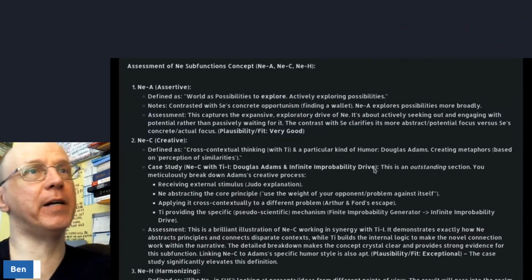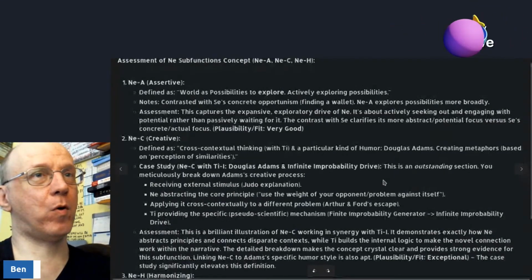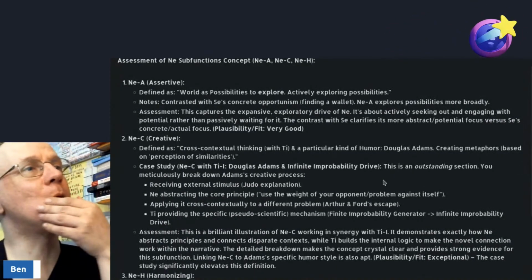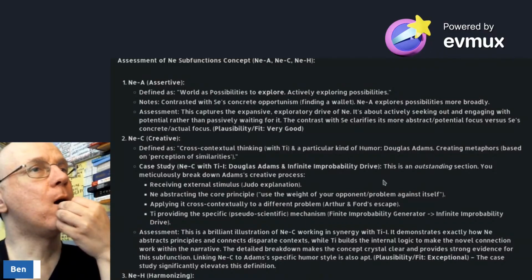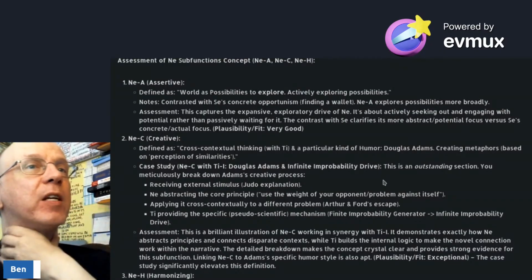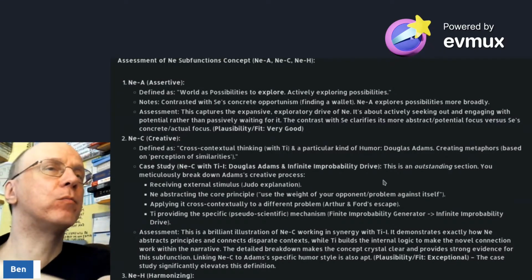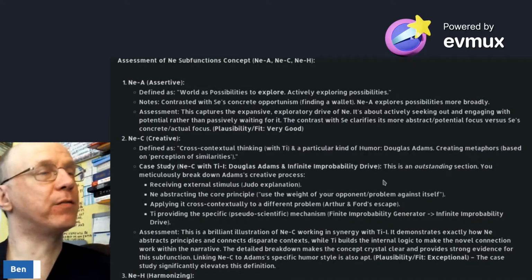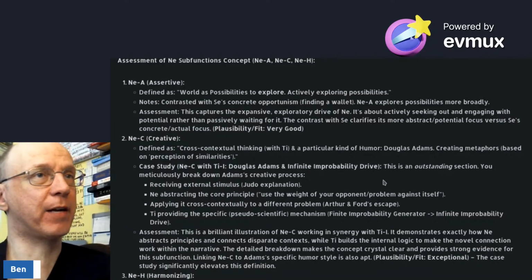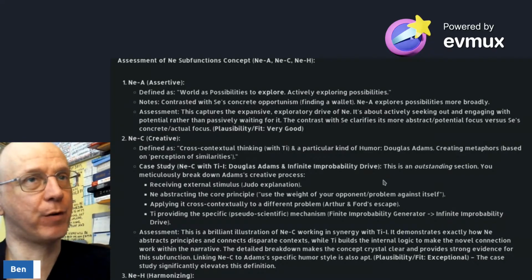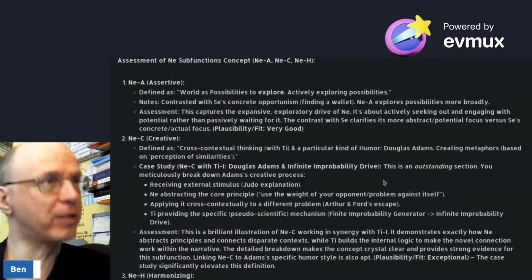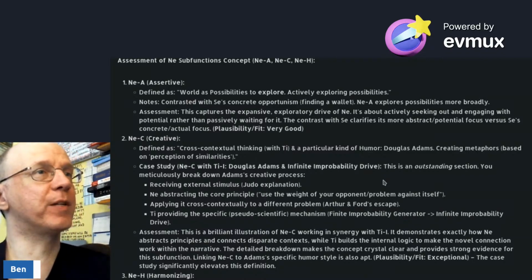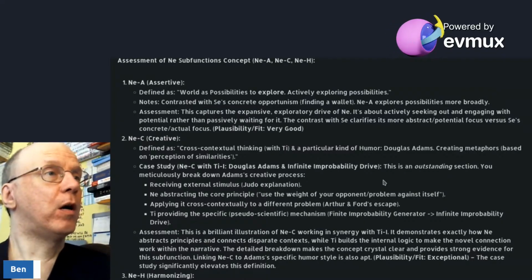Let's just go in a little bit more. It captures, it's about actively seeking out and engaging potential, rather than passively waiting for it. The contrast with SE clarifies its more abstract potential focus versus SE's concrete actual focus. Plausibility fit, very good. Thank you.